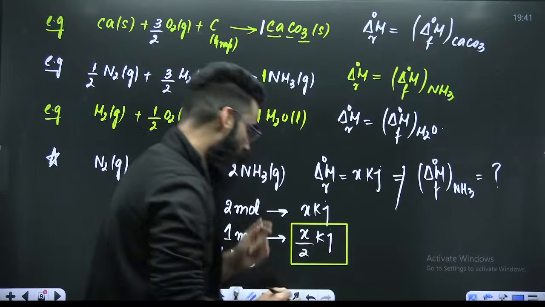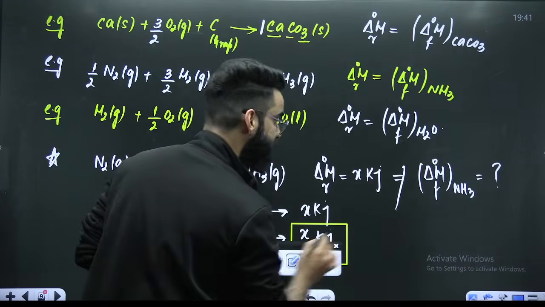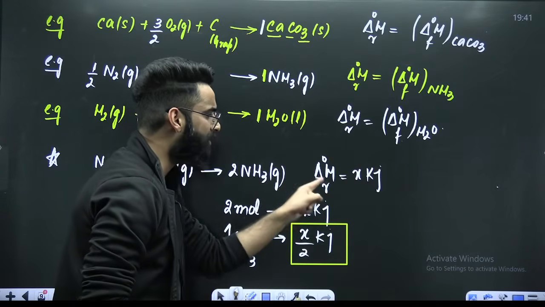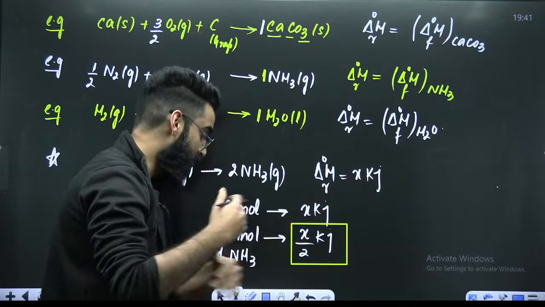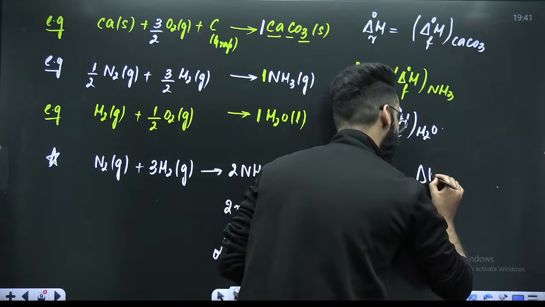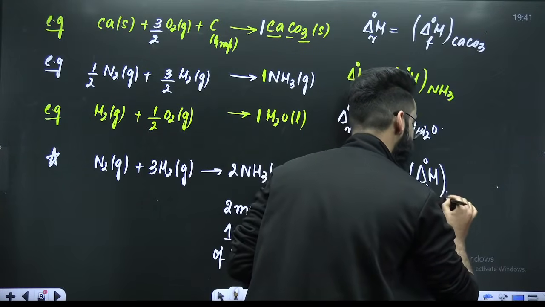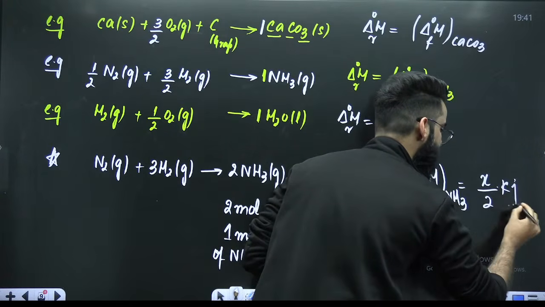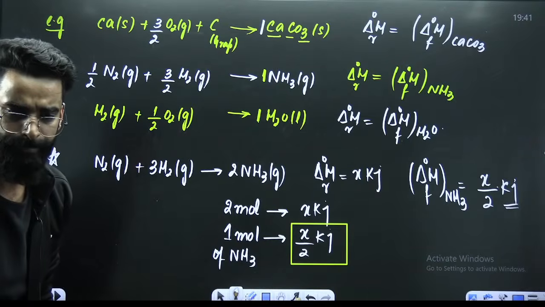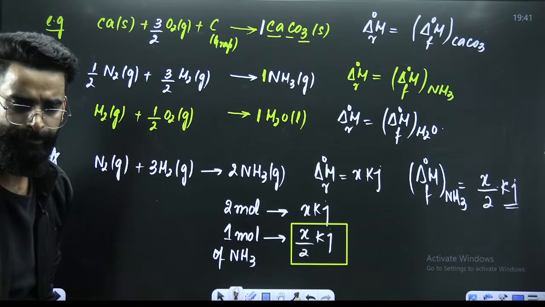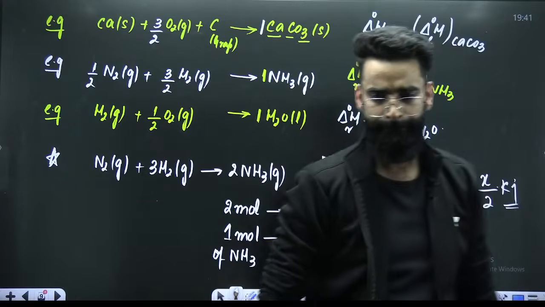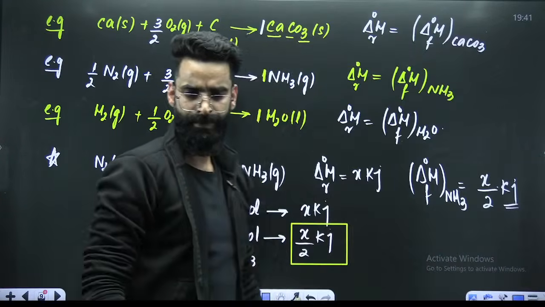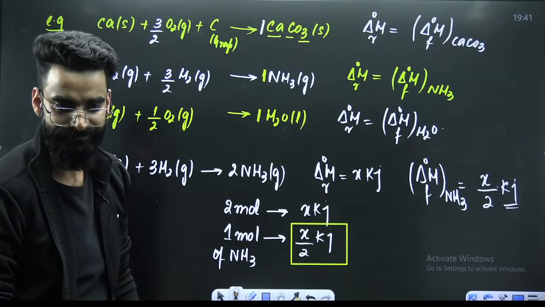So can I say, my dear students, no doubt, this was the total amount of heat absorbed during the reaction. But if in a question they ask you to calculate the enthalpy of formation of NH3, you will say the enthalpy of formation of NH3 is nothing but X by 2 kilojoules per mole, right? Is it clear to everyone? Quickly in the chats.